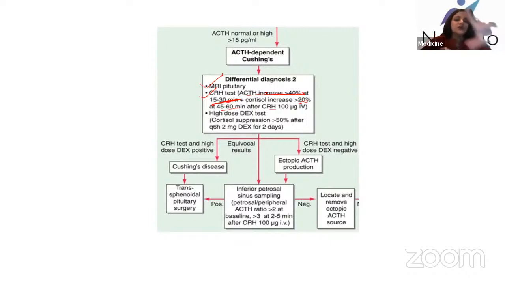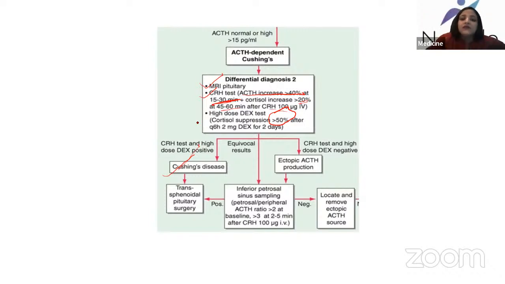And now the other most important test is the high dose dexamethasone test. What you're doing is simple. In low dose, how much you were taking? You were taking 0.5 dose. But in high dose, you are giving 2 milligram of dexamethasone. And the same way, you're giving it 6 hourly. And then if there is a cortisol suppression of more than 50% after giving all these things, then you know that it is Cushing's disease. And the treatment of Cushing's disease is very simple. You have to go for a transsphenoidal pituitary surgery. It is very simple, right?